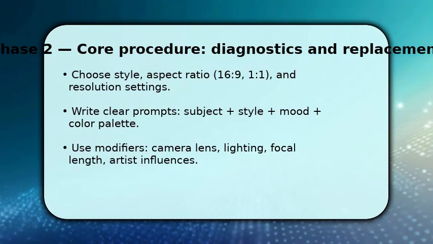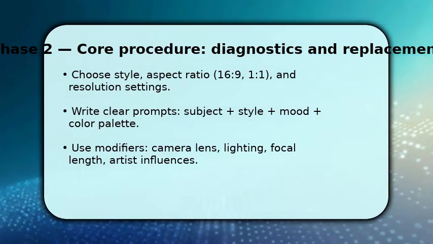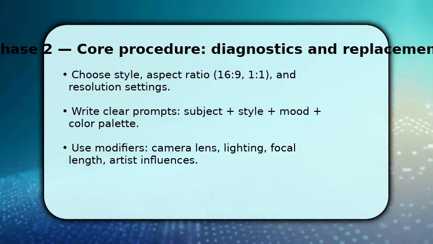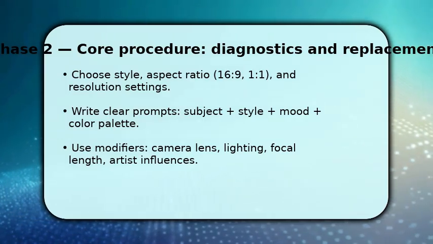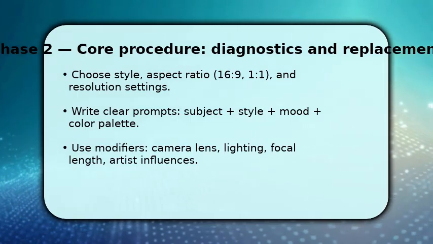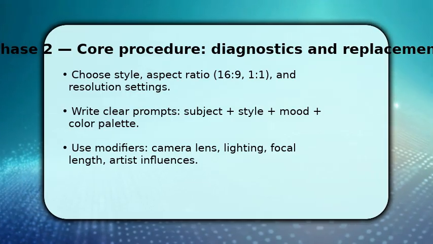You now build the image prompt. Start with a concise subject, then add style and mood. For example, vintage portrait, warm tones, cinematic lighting. This clarifies intent. Once done, set aspect ratio like 16:9 or 1:1 and pick resolution. Make sure to add modifiers such as lens type, depth of field, or an artist reference if desired.